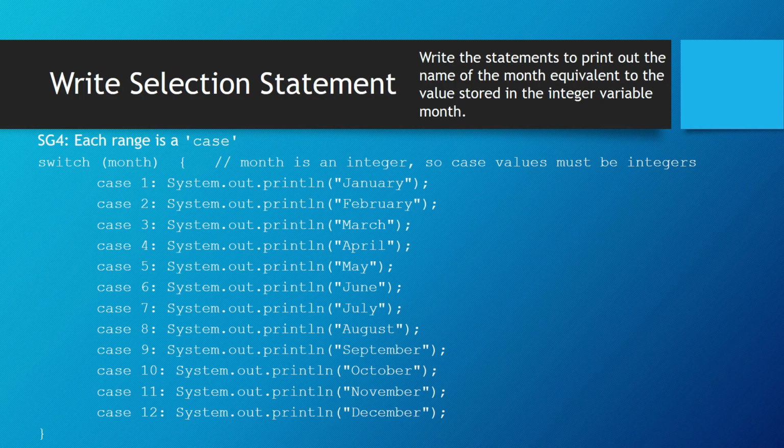For this problem, we will have a case 1, a case 2, a case 3, and so on, all the way through case 12. For each one of these cases, we want to do the action associated with that value. So for case 1, we want to print the string January. For case 2, we want to print the string February, and so on through case 12, which prints December.